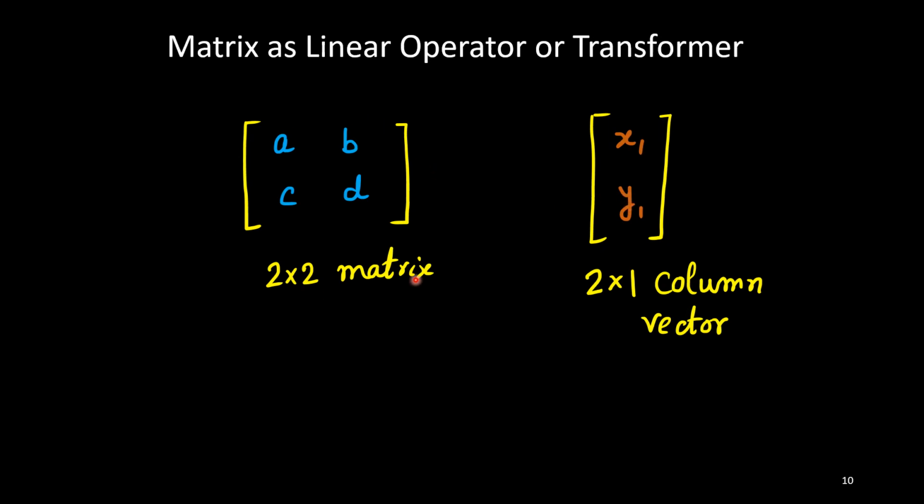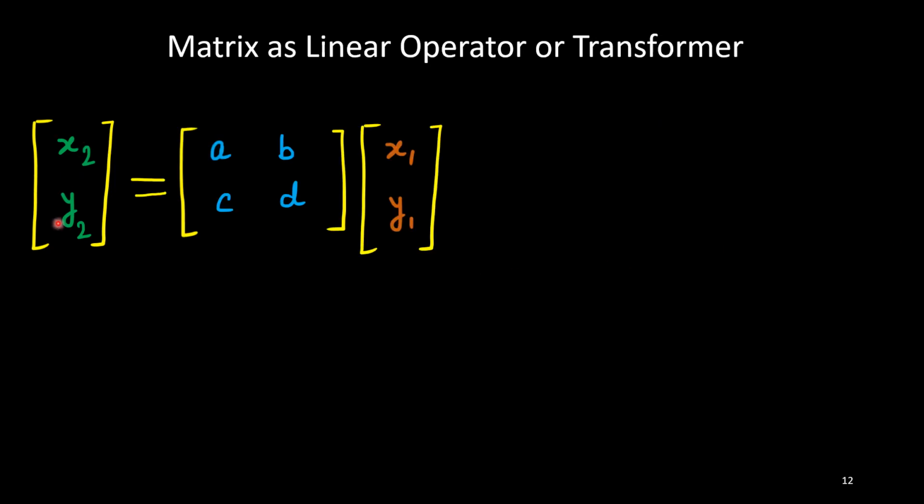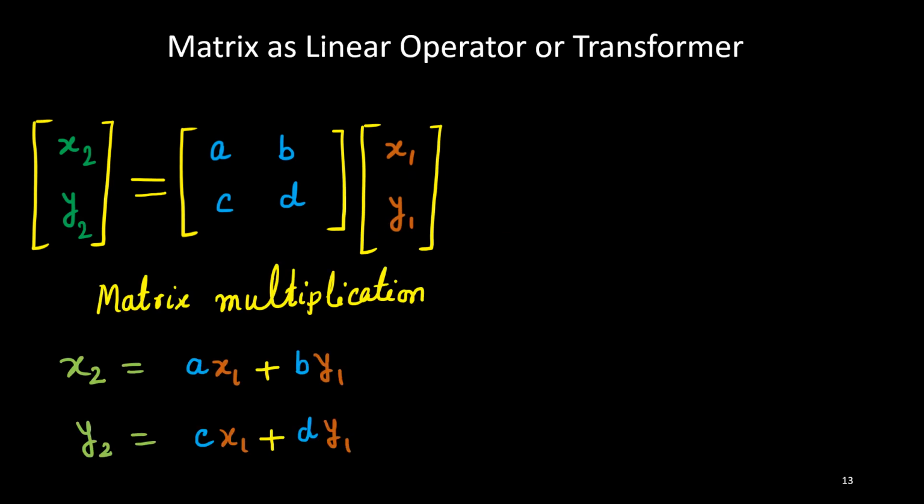Now when this matrix operates on this column vector, it can produce another vector of the same dimension, 2 cross 1, and I'll consider this as x2, y2. This is a 2 cross 1 column vector. This is obtained by taking a linear operation on this column vector using this matrix A, B, C, D. So we write it in this form. x2, y2 is obtained by matrix multiplication of these two: one is the 2 cross 2 matrix A, B, C, D, and this is a 2 cross 1 vector.